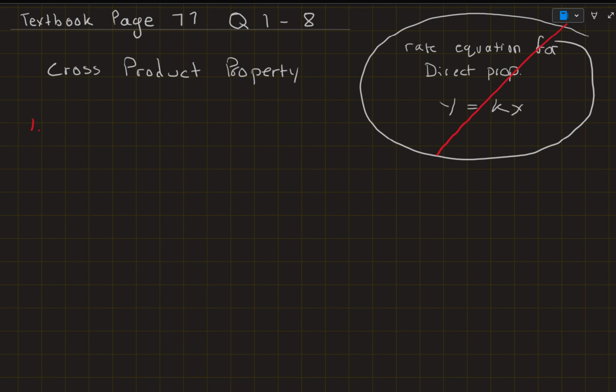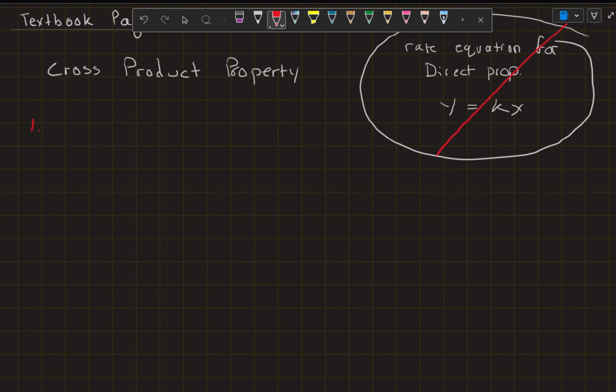Let's look at question 1 on page 77. Question 1 asks us if m is directly proportional to n, then it's giving us a couple of variables and asking us to find the missing m or n in that question, right? So the question tells us m is directly proportional to n, and it tells us that when m is 14, n is 7.